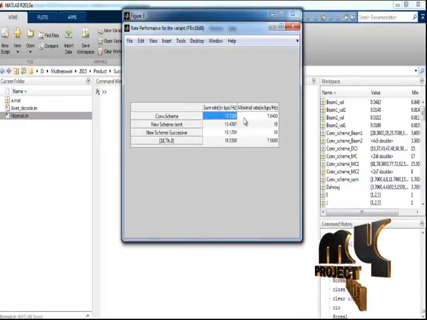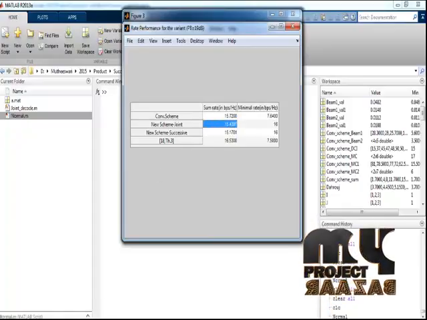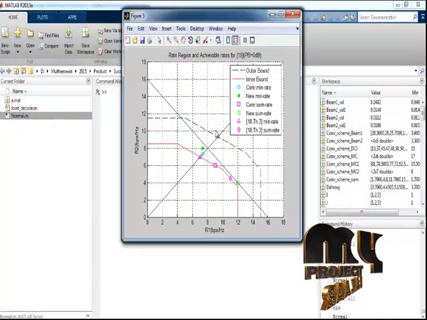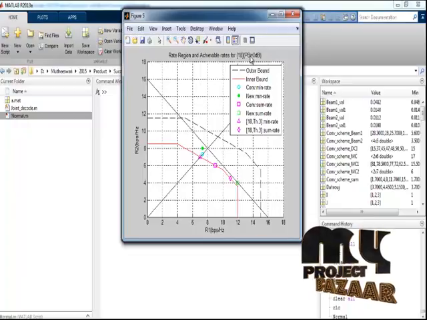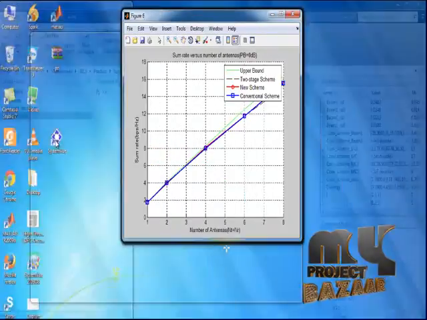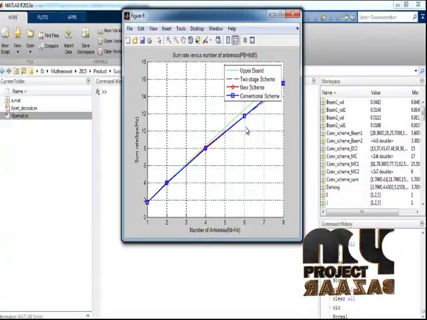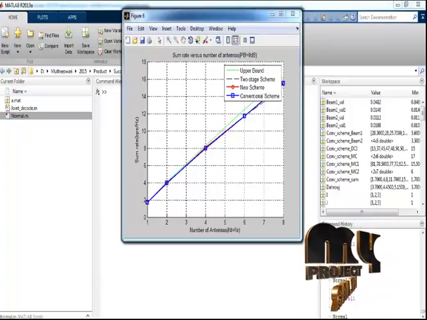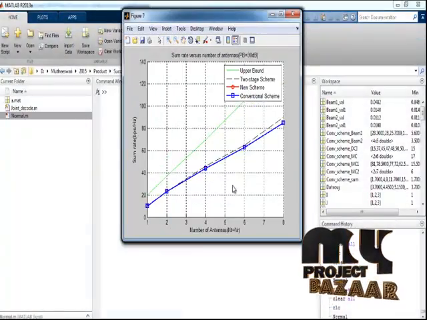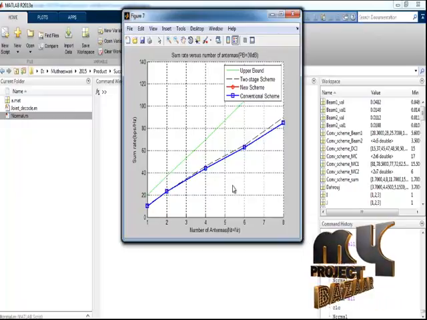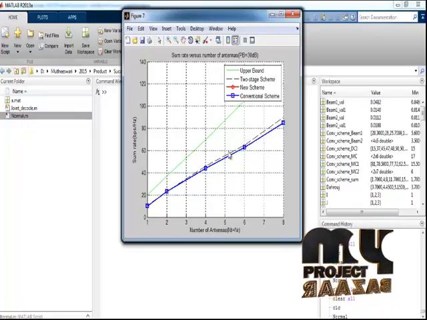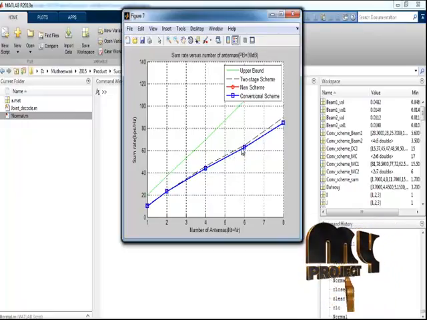Here we obtain the sum rate and also minimal rate for various conventional schemes, and this is the rate region and achievable rate for PB equal to 90 dB for various conventional schemes, and here we obtain the sum rate versus number of antennas between the new scheme and conventional scheme, and here we also got the sum rate versus number of antennas for PB equal to 30 dB. Here the green line represents the upper bound and the black dotted line represents the two-stage scheme.